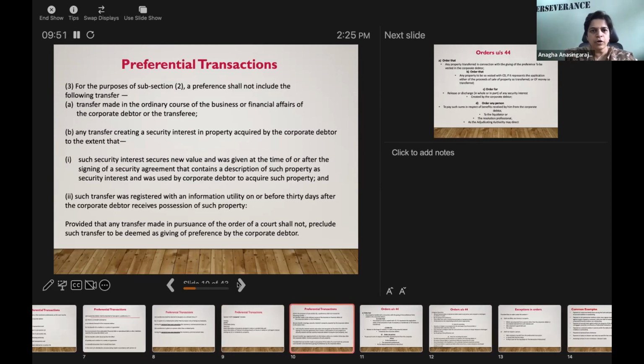Now, exceptions: what will not be considered as a preference. For the purposes of subsection 2, a preference shall not include the following transfers. Transfers which are made in the ordinary course of business, like we saw, and any transfer creating a security interest in the property acquired by the CD, to the extent that such security interest is created. Just because a security interest is created in that property in favor of a person who is an existing creditor, that alone will not make it a preferential transaction. So again, we have to ensure that it is exactly fitting into subsection 2, while also not falling under the exceptions of subsection 3.